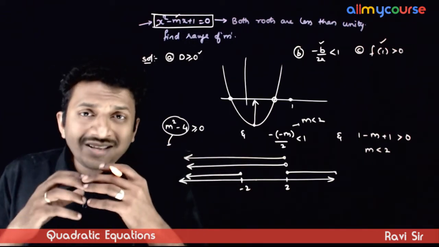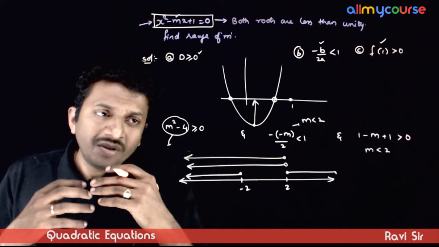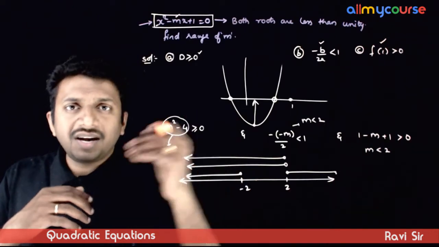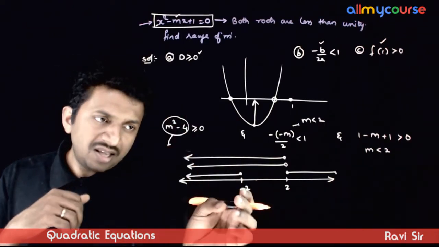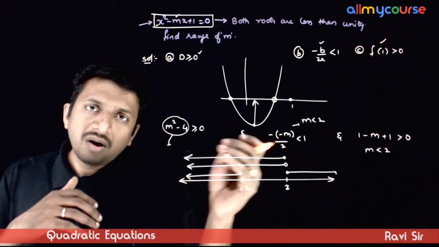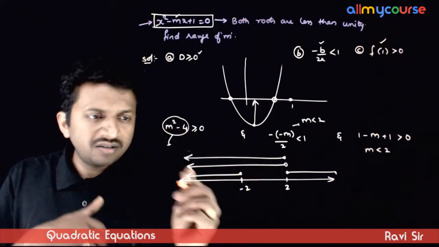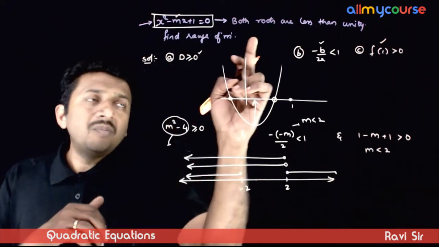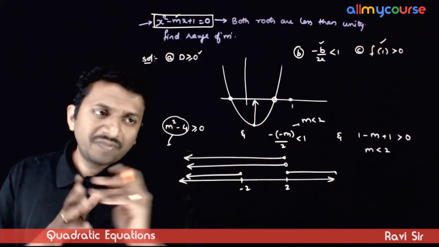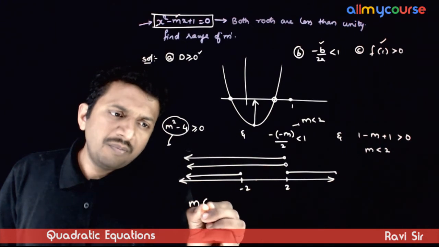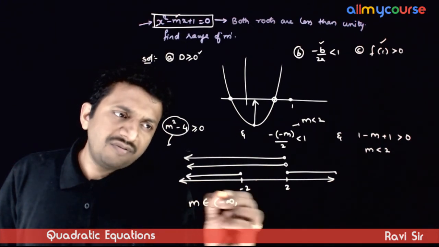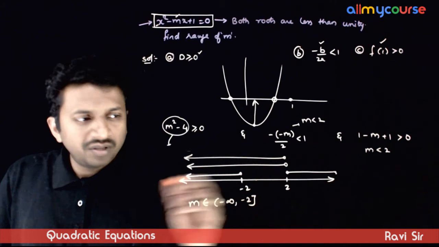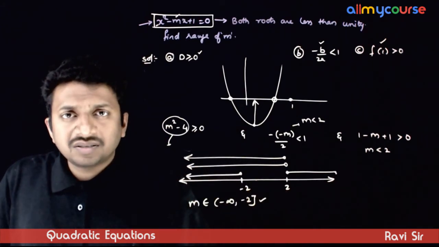Now what are the values of m which satisfy all the three conditions? So you can see if m is less than minus 2, all the three conditions are getting satisfied. So that will be the range of m for which both the roots will be less than unity. It is m belongs to minus infinity to minus 2. So this will be the answer to this question.